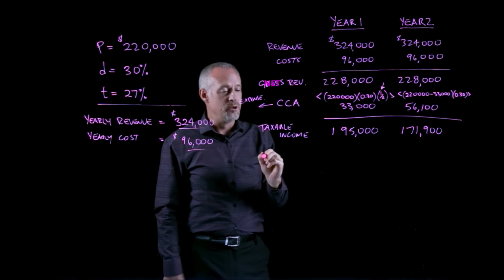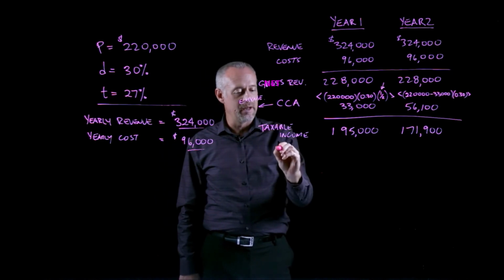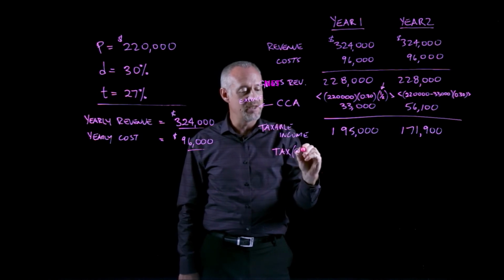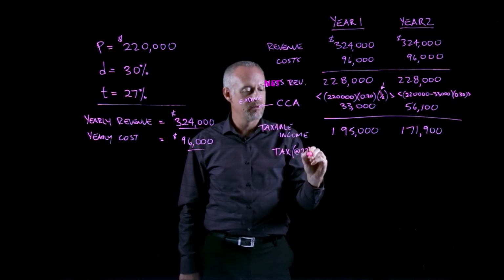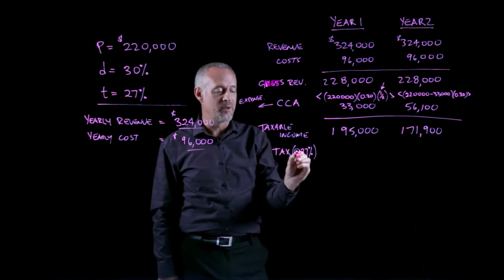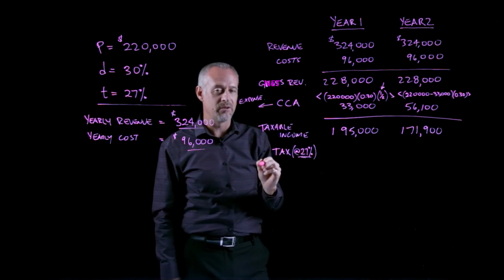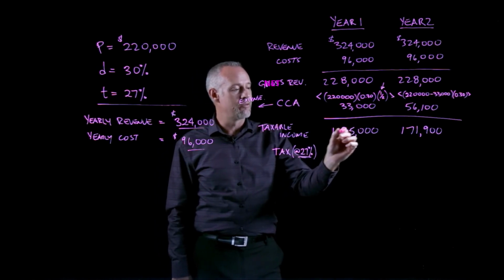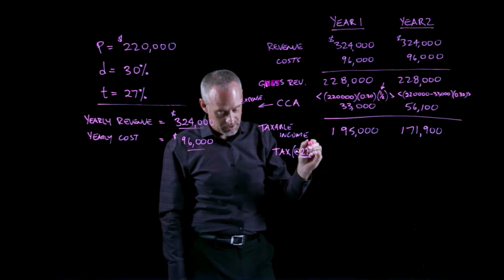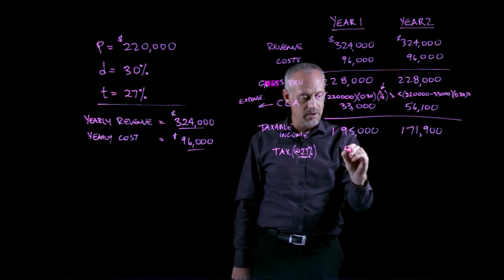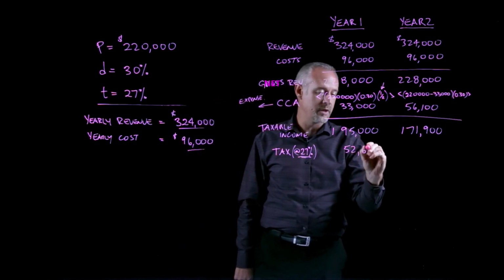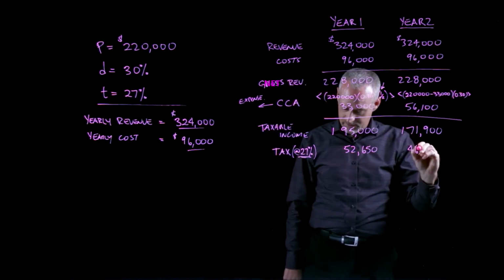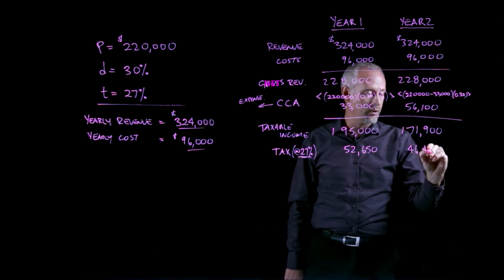At this point, we introduce the income tax rate, and the company will pay tax, and we'll assume they're going to pay at their marginal tax rate, which is 27%. So the 27% comes off this amount, so 0.27 times 195,000 is 52,650, and 46,413.